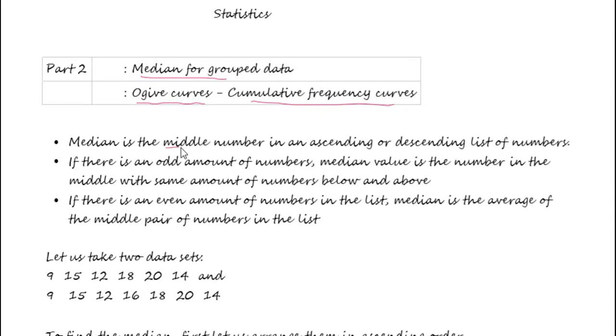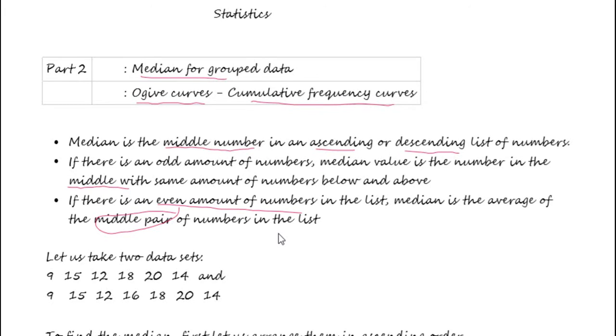Median is the middle number in an ascending or descending list of numbers. So if the numbers are not ascending or descending, we must first arrange them in ascending or descending order. If there is an odd amount of numbers, then median is the number in the middle with the same amount of numbers below and above. If there is an even amount of numbers in the list, then median is the average of the middle pair of numbers in the list.